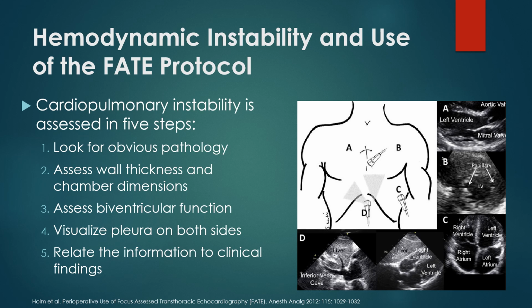You're visualizing the pleura on both sides. If you have some nice A lines, it's one thing, and we'll see these in a moment. B lines, it's another. If your pleural line is not moving at all, you worry about pneumothorax, things like that. And we'll look at these in just a moment. And then you're going to relate the information to the clinical findings. I mean, we're not just sonographers. We are clinicians first, and then we're using sonography to reinforce our decision making.